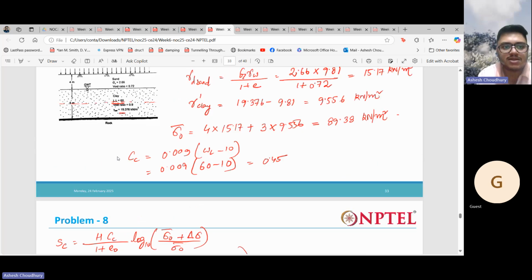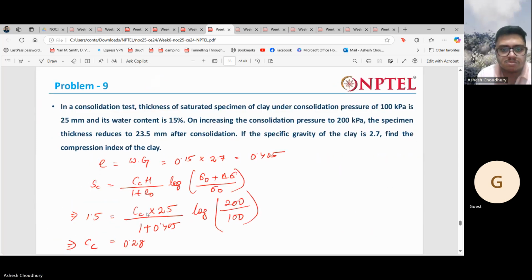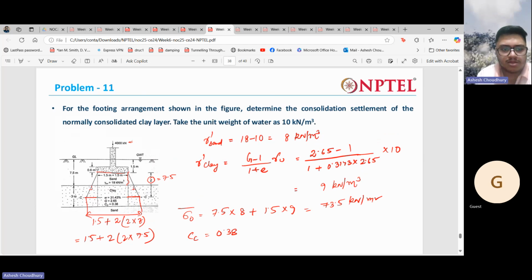Well, center means what? That's the average effective stress you are taking, of the whole layer. Then you can make it more accurate by making it two layers, more accurate by making it three layers. Like this you can do. Similar problems. Here also same problem.